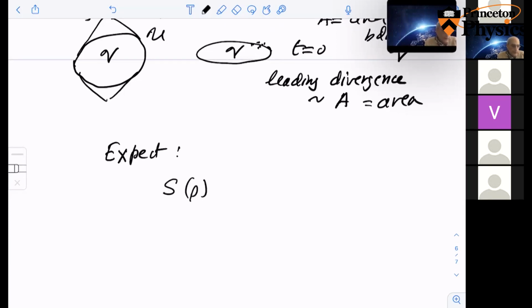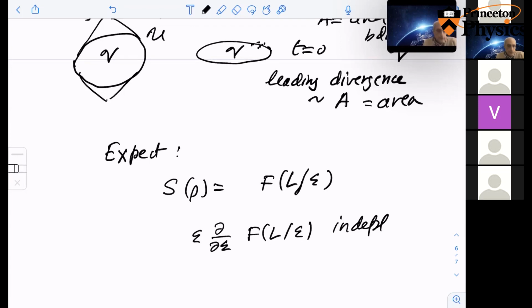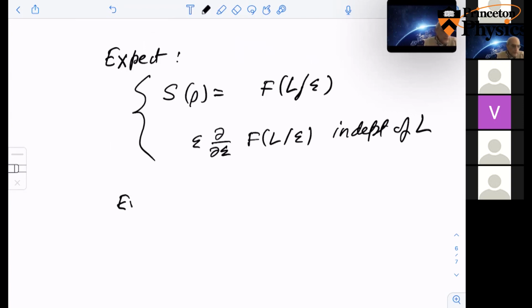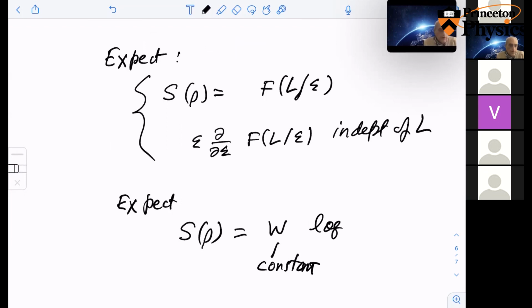One, we expect that the entropy is a function only of the ratio L over epsilon. Secondly, we expect the divergent part that we can pick out by taking epsilon d by d epsilon is independent of L. So we expect these two properties of the entropy. And putting them together, we see that we expect the entropy to be a constant times the log of L over epsilon.